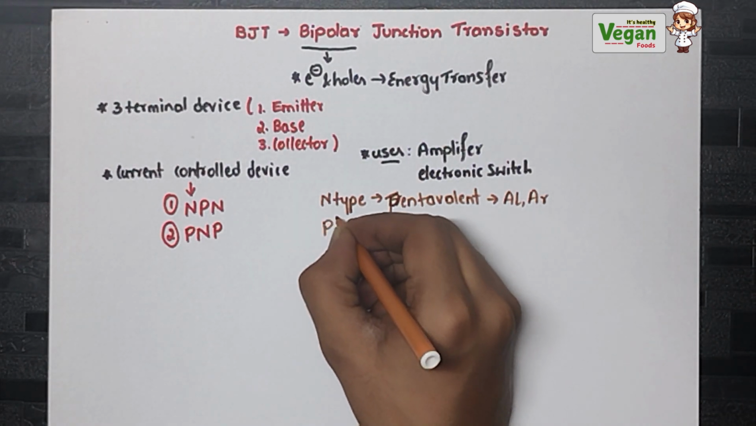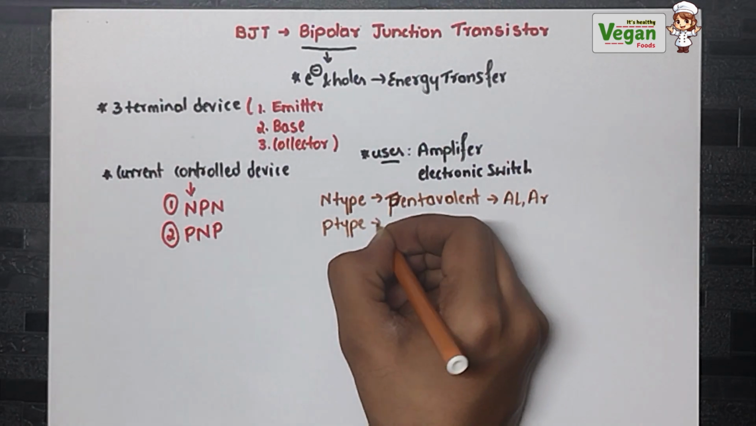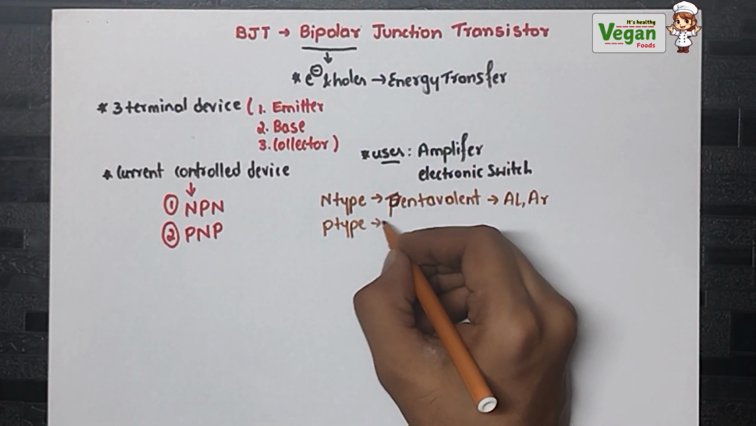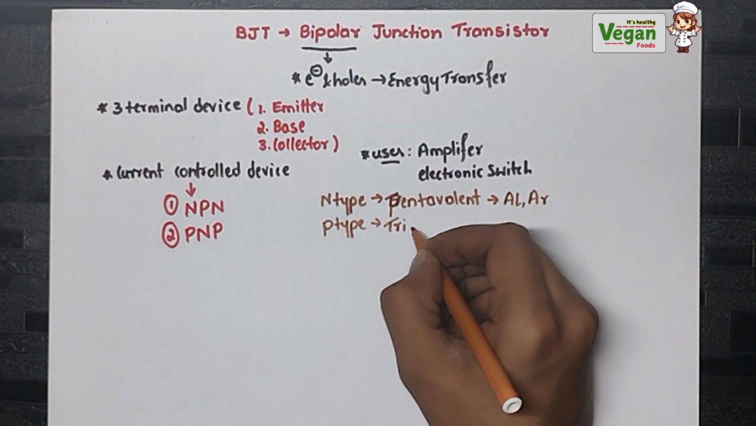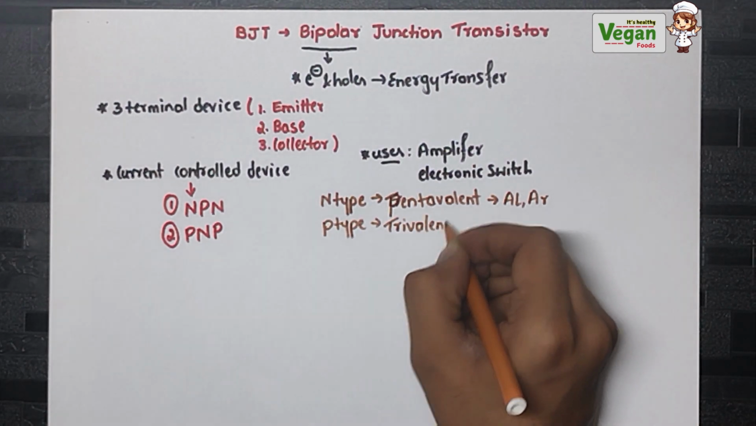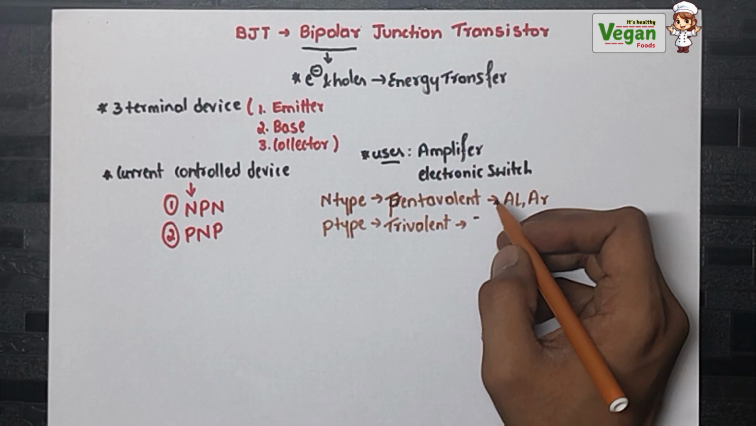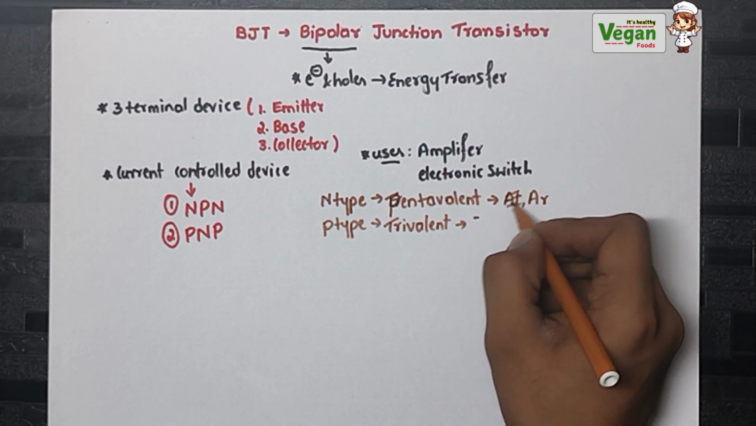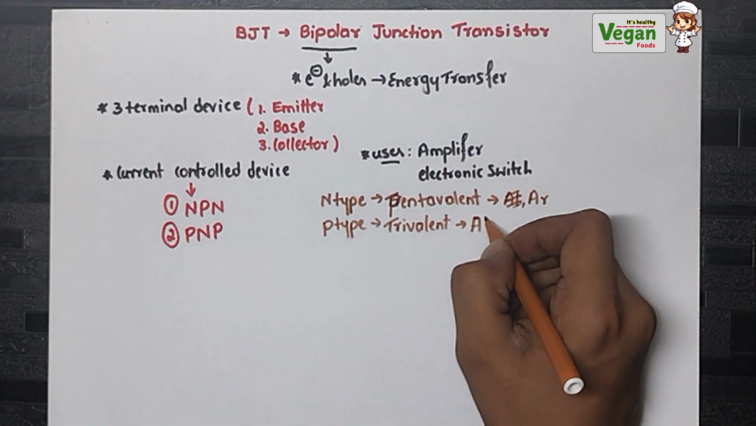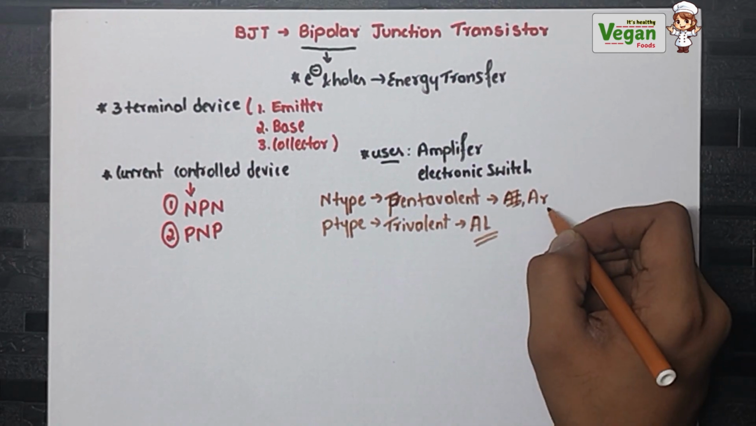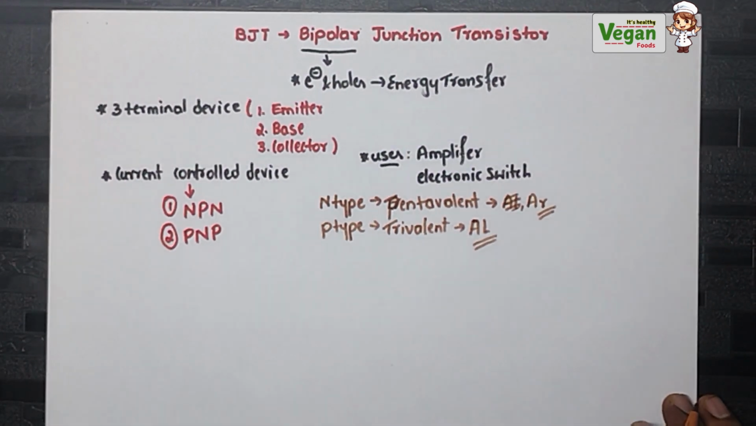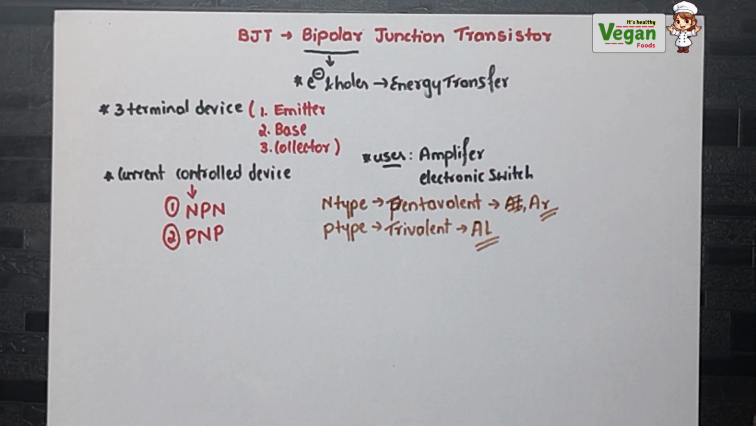Next, if we consider the P type semiconductors, they will have trivalent impurities added to them, that is doped in them to increase the conductivity. Example for trivalent: for N type it is arsenic and for P type it is aluminium. So the example for P type is aluminium and for N type is arsenic.